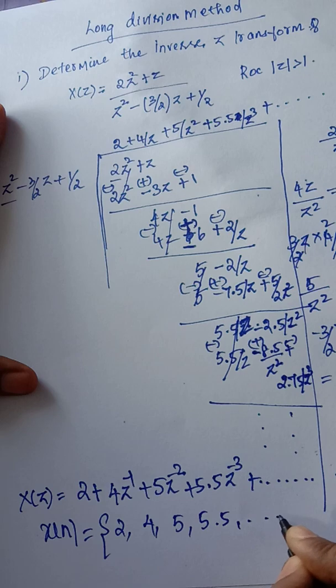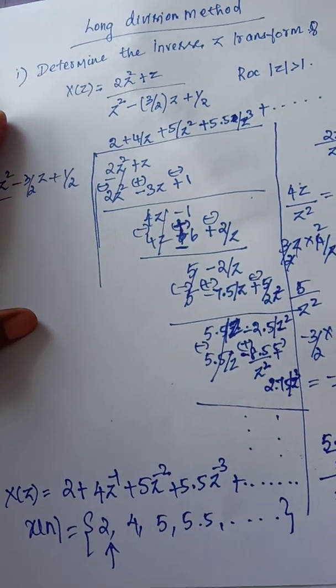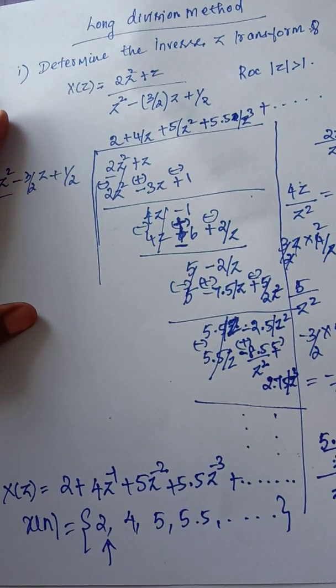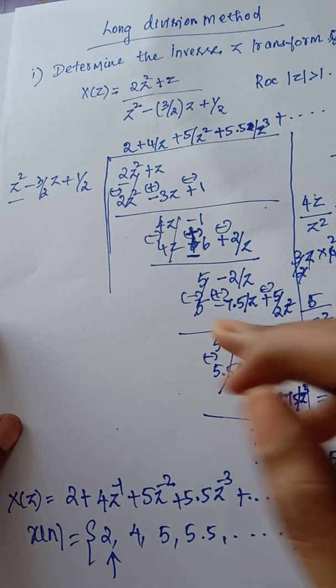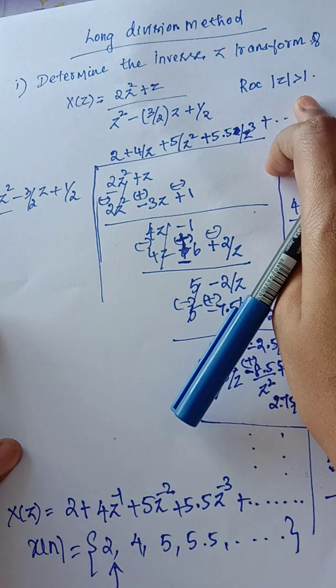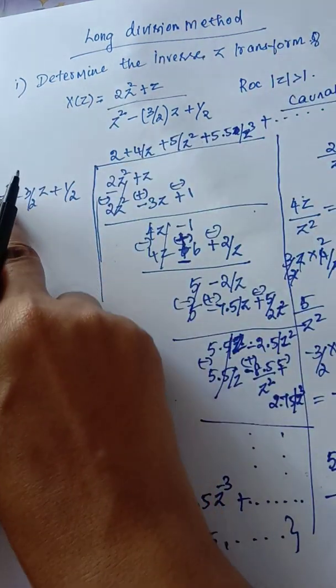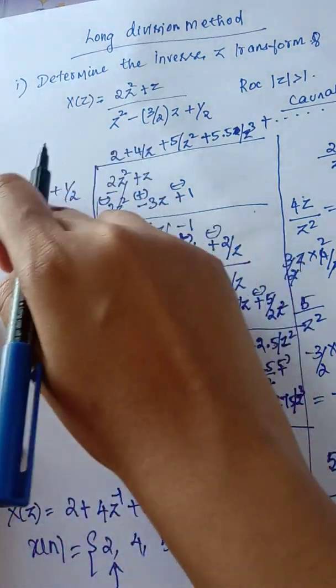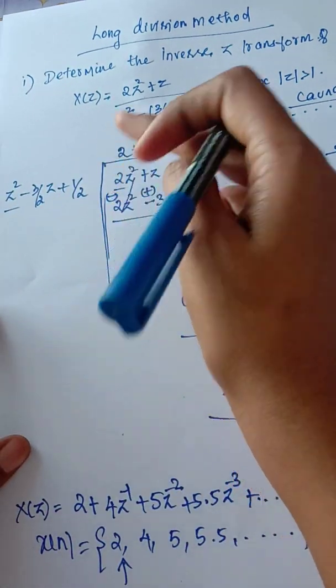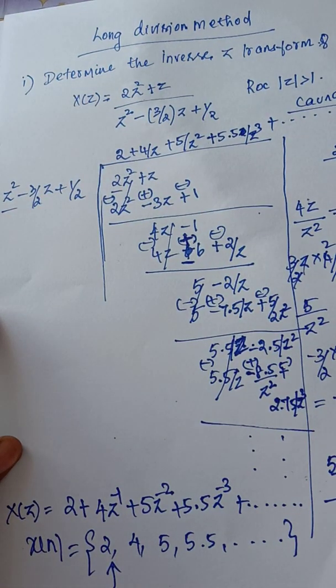So here you need to put a dot so that this sequence will not end. Okay, so this is the procedure for finding it using the long division method. Here there is another thing you need to consider. It is given that mod z is greater than 1, which means it is a causal sequence. So you have to write the powers in decreasing order. If it is a non-causal sequence, you have to change the order and write it. So that is the thing you need to consider here.